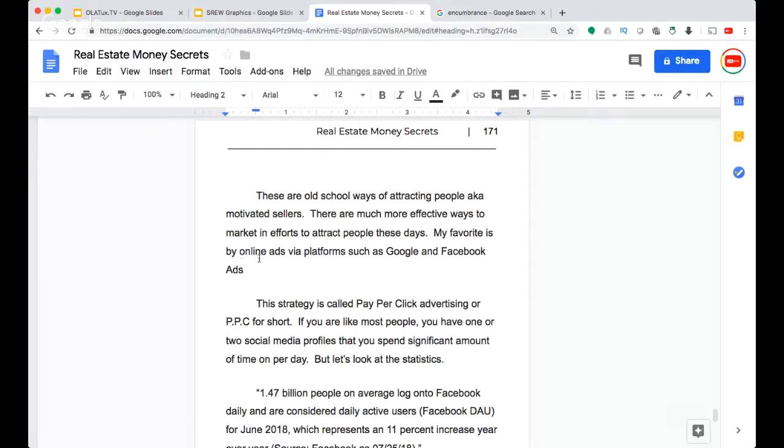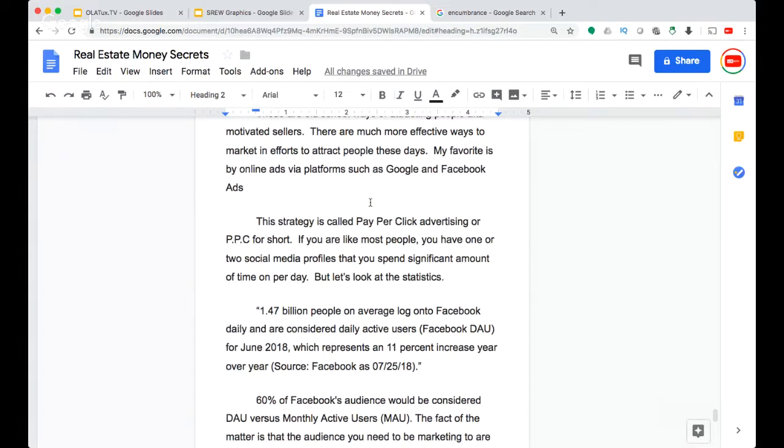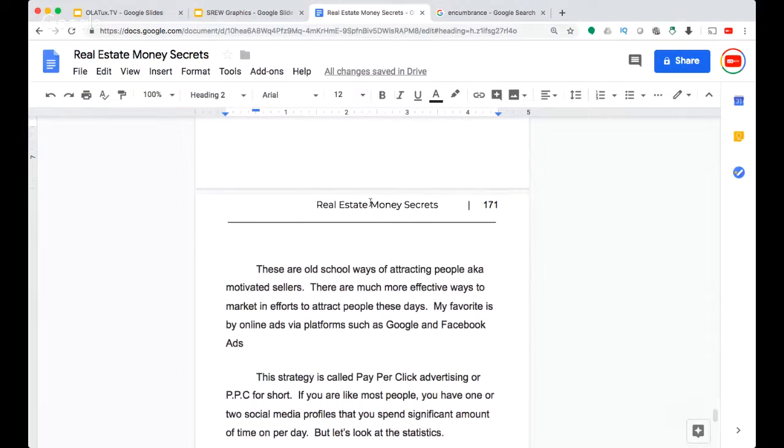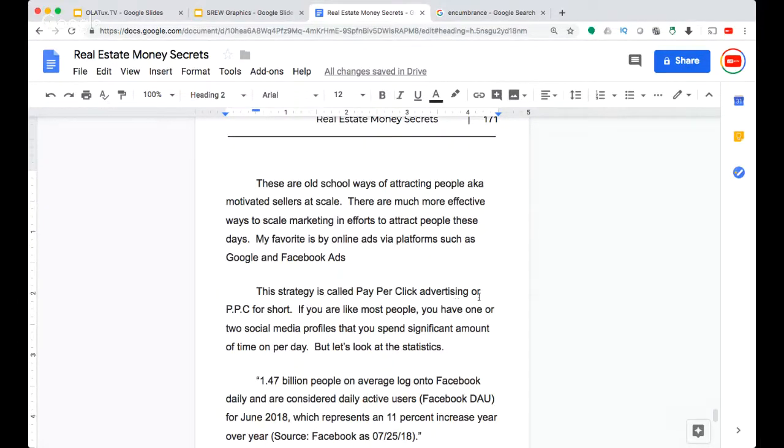My favorite is online ads via platforms such as Google and Facebook ads. Scale marketing efforts to attract people these days. My favorite is online ads. This strategy is called pay-per-click advertising, or PPC for short.